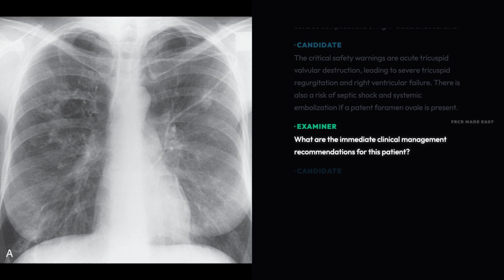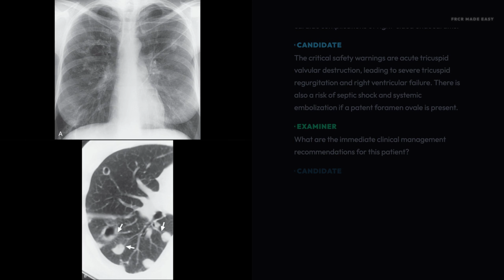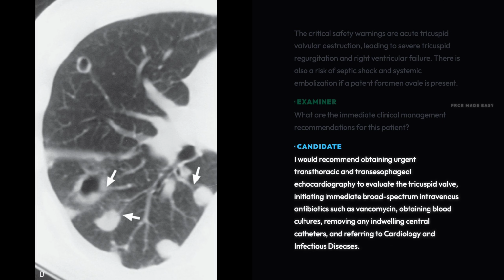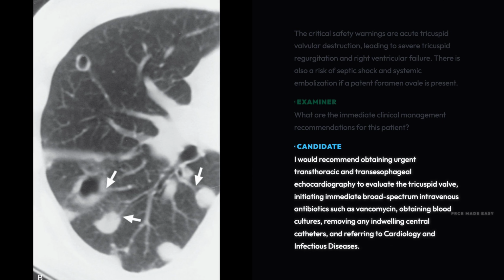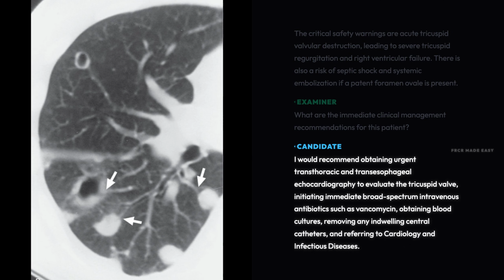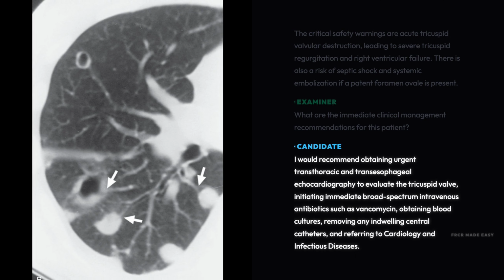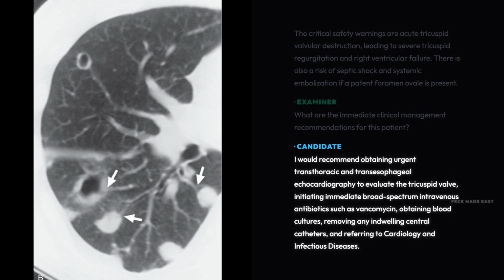What are the immediate clinical management recommendations for this patient? I would recommend obtaining urgent transthoracic and transesophageal echocardiography to evaluate the tricuspid valve, initiating immediate broad-spectrum intravenous antibiotics such as vancomycin, obtaining blood cultures, removing any indwelling central catheters, and referring to cardiology and infectious diseases.